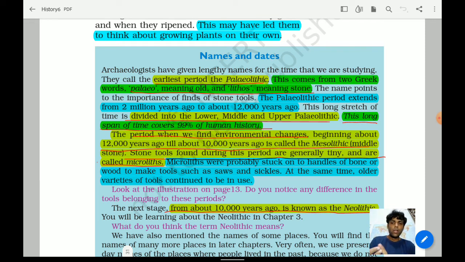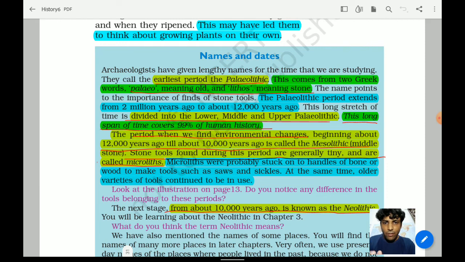Okay, so this long span of time covers 99% of human history. So this could be a possible question for the competition exam. Keep this in mind: which period contains 99% of human history? Most of the human activity, most of the human development occurred in this particular period, and which is the period? Paleolithic. 99% of human history occurred here.